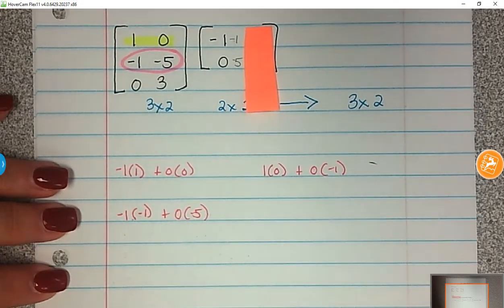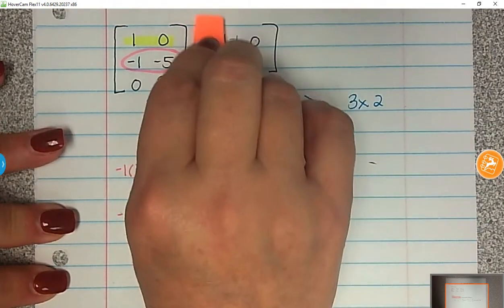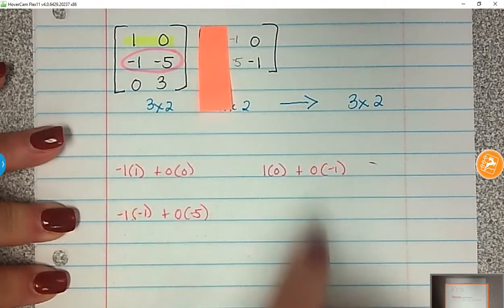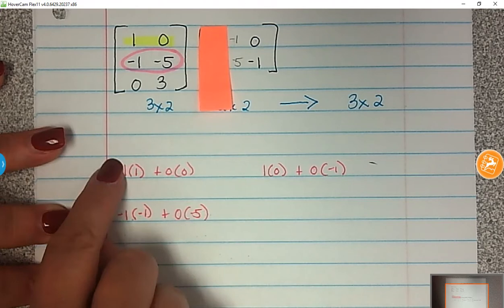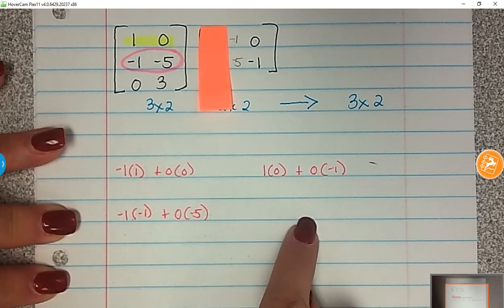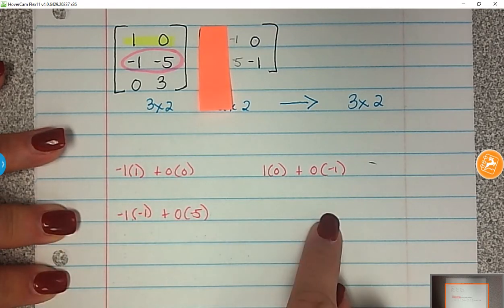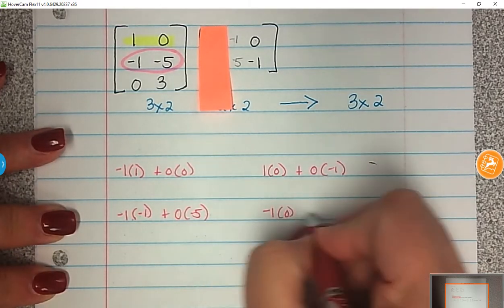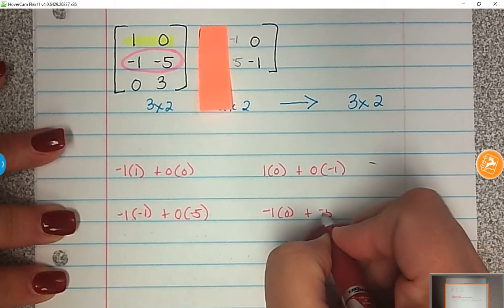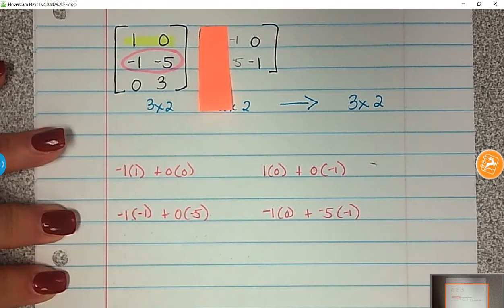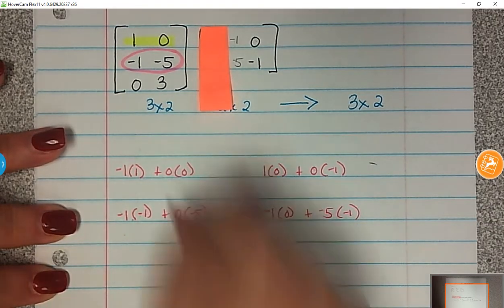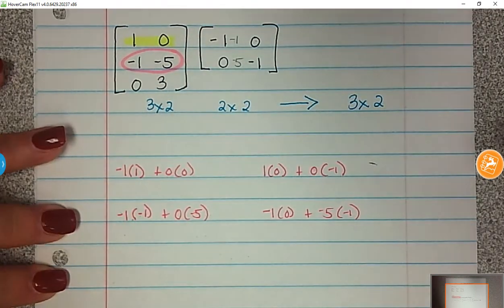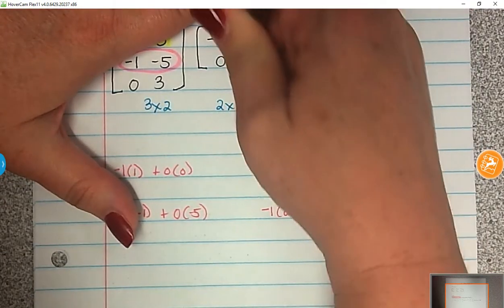And then I have to work with row 2, column 2. So I need to make sure in my workspace down here I'm on row 2, column 2. Here's where I'm going to write all my information. So -1 times 0 plus -5 times -1. So row 2 is finished. So I can get rid of this.